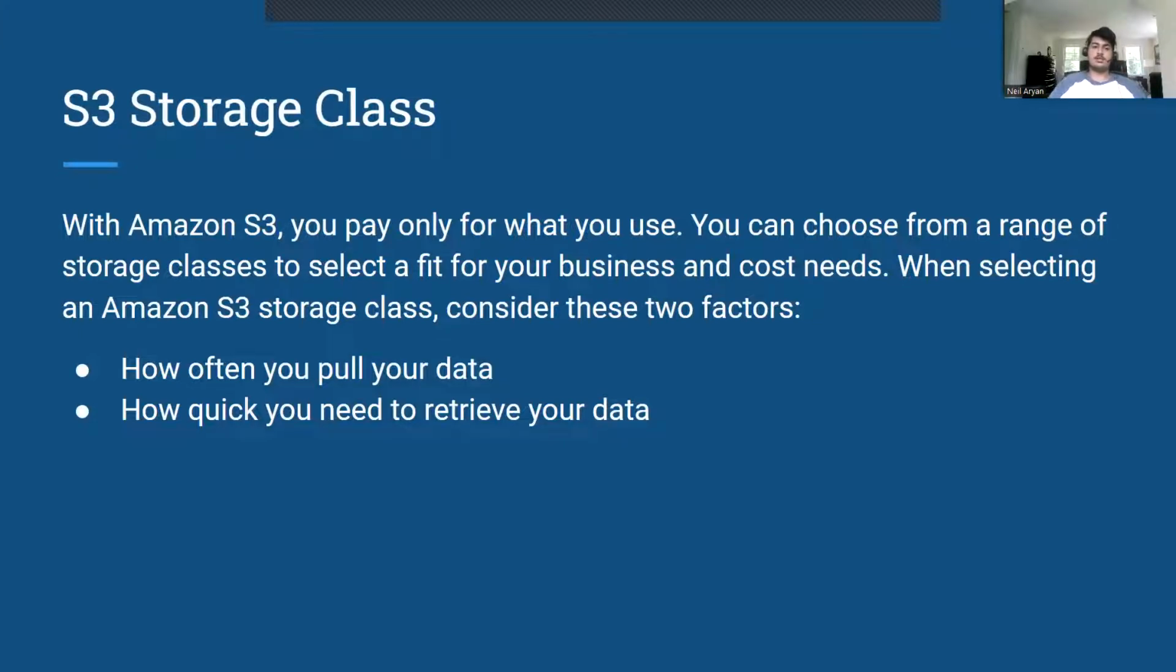The difference between this is you can pull your data multiple times a day or just a few times in a month. And that's how often you pull your data. But how quick you need to retrieve your data means when you request your data, you can get it in a couple seconds versus maybe a couple hours if it's not super important.